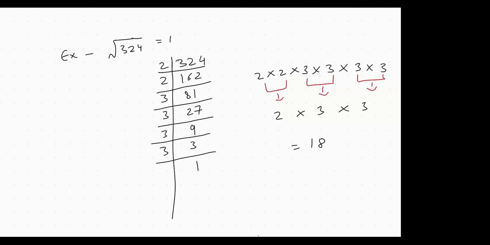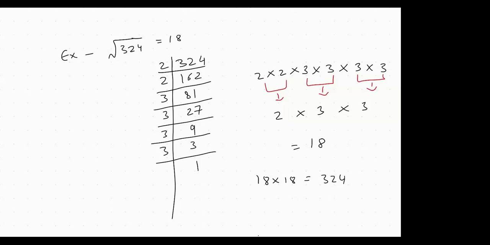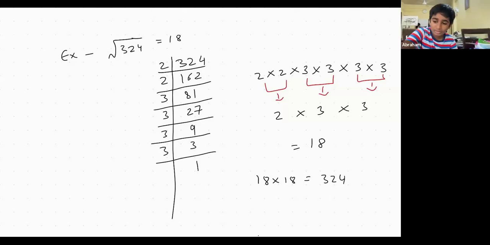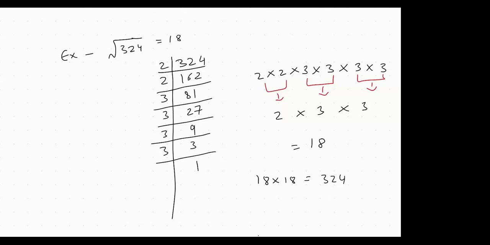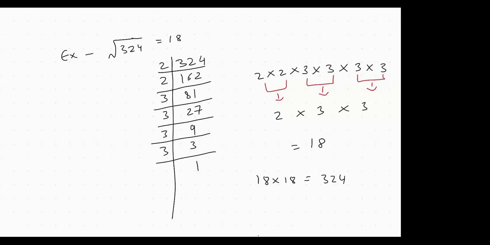If I do 18 times 18, I will get 324. Hope it's clear. Yes, ma'am. Okay, that's great. Abraham, is it clear? Yes, ma'am, it's clear. Okay, great. No problem.